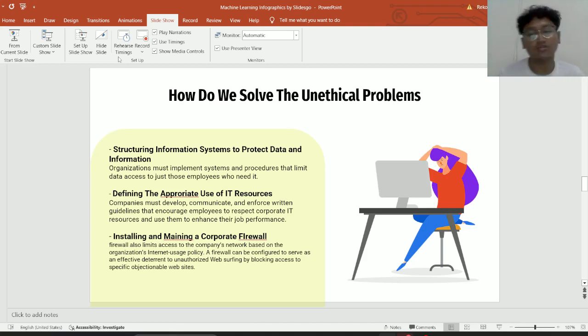As the owner of the company or the manager, we need to install a corporate firewall because it limits access to the company's network based on the organization's or company's internet usage policy. A firewall can be configured to serve as an effective deterrent to unauthorized web surfing by blocking access to specific objectionable websites. So the simple word is, by installing this corporate firewall, we as the manager or the owner of the company have already saved our data and our employees' data.